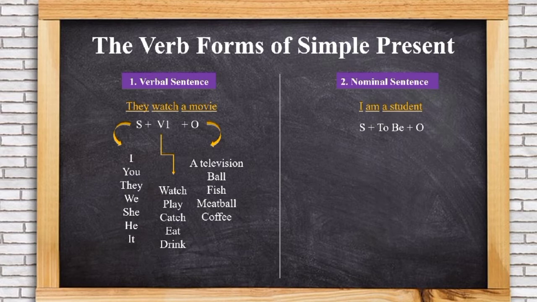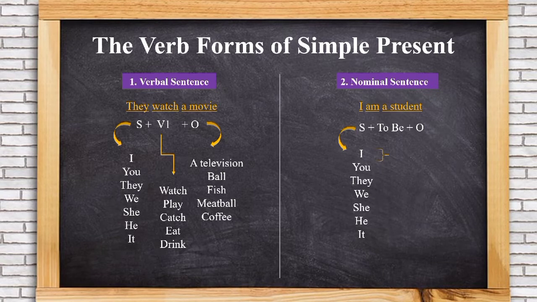The sentence use am as the auxiliary verb because the subject is I. If the subject is I, the to be must be am. And if the subject are you, they, and we, so the to be must be are. If the subject is she, he, and it, the to be must be is.